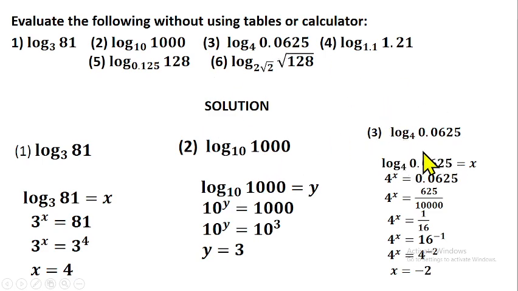Let's look at question number 3. We are given log of 0.0625 base 4.